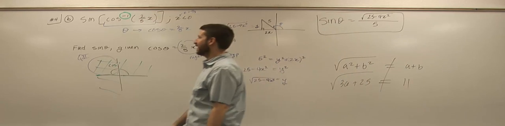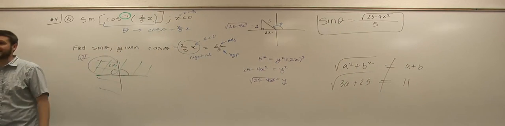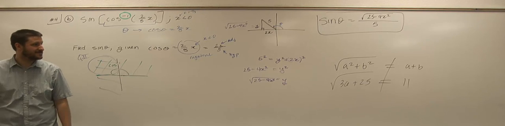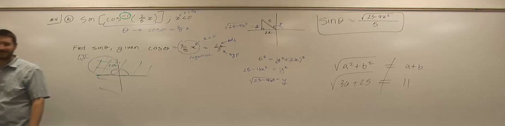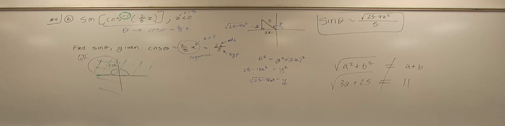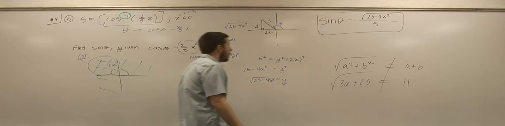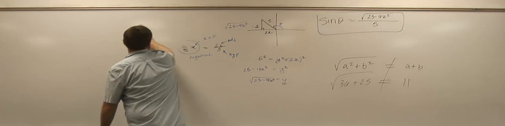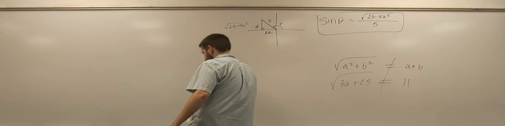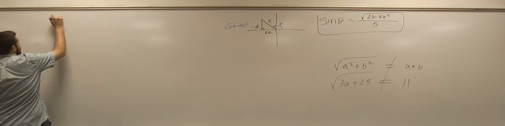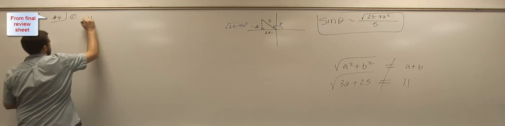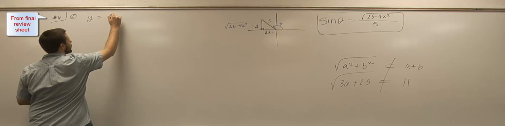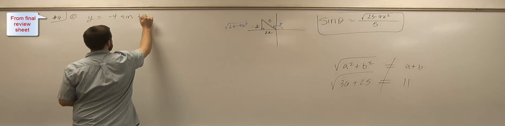Can we do one more? I guess. 6C. It graphs negative 4 sine 1/3 x plus 1.